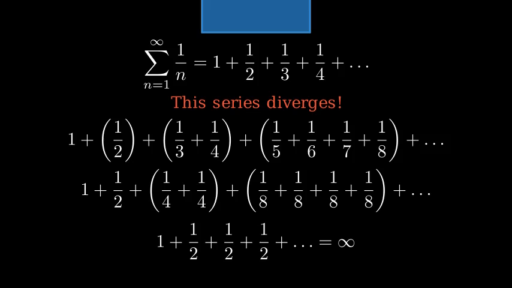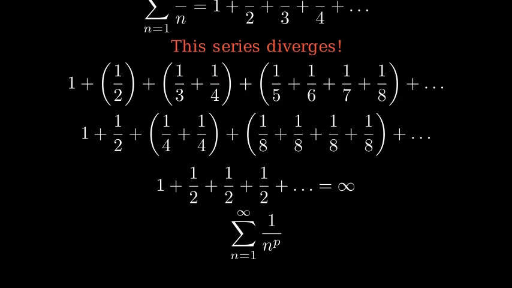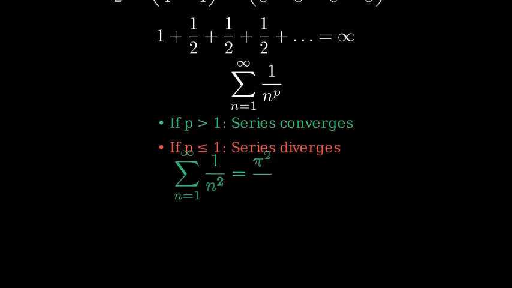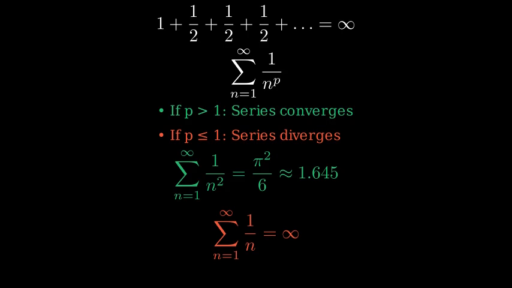A generalization of the harmonic series is the p-series, which has the form sum of 1 over n raised to the power p, where p is a positive constant. For the p-series, we have a simple rule. If p is greater than 1, the series converges. If p is less than or equal to 1, the series diverges. For example, the series sum of 1 over n squared converges, while the harmonic series, p equals 1, diverges.